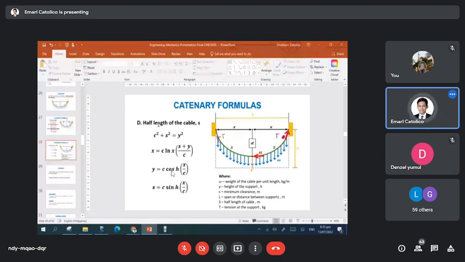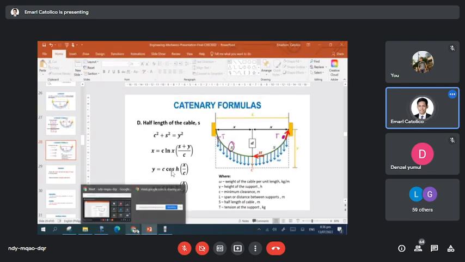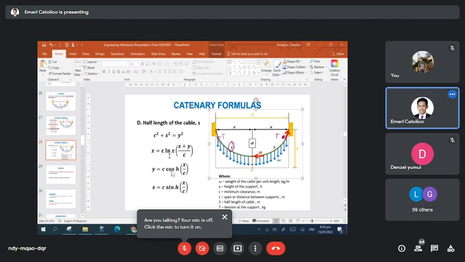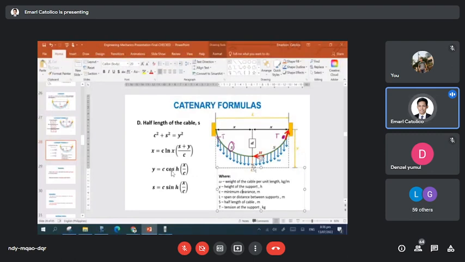Then the last formula is the half length of the cable, which is our S. The half length. The coding here is Casio. Square everything: C squared plus S squared equals Y squared, since it forms a right triangle. For our X, the half span, you use ln: X equals C ln of the quantity S plus Y over C. Our C is the minimum clearance, at our bottom of the sag. Then Y is the distance from the horizontal length up to the minimum clearance.